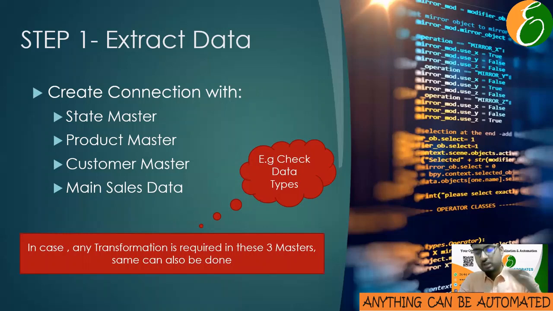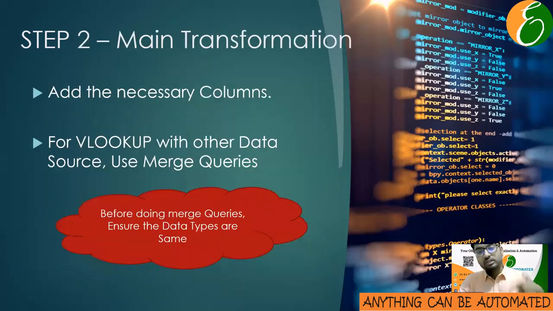Once you've extracted all the data which you need, then we go to step two, which is main transformation. What do you do in transformation? We add the necessary columns like we saw in our MIS. Once we have that sales report, we have to add columns like sales amount, taxable value, the names of the customers, the product GST rate, and then the IGST, SGST. So all these columns we add. For VLOOKUP, we use a data source, merging query with other data source. So this is the transformation part.